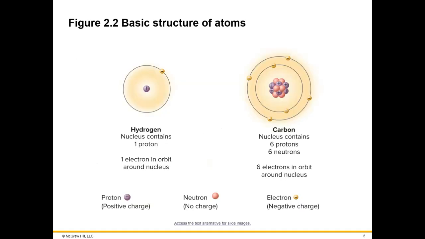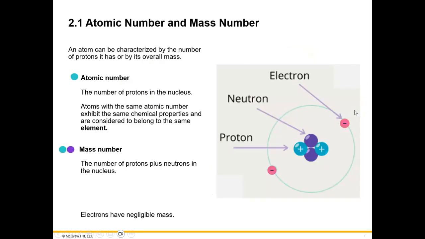You can see the basic structure of those atoms here. Here we have one of our simplest atoms, hydrogen, which contains just one proton in the nucleus and one electron in orbit around the nucleus. Here we have a more complex atom, which is carbon, where you can see we've got 6 protons in the nucleus, 6 neutrons in the nucleus, and then 6 electrons that are orbiting around the nucleus, and that's where our negative charges are.